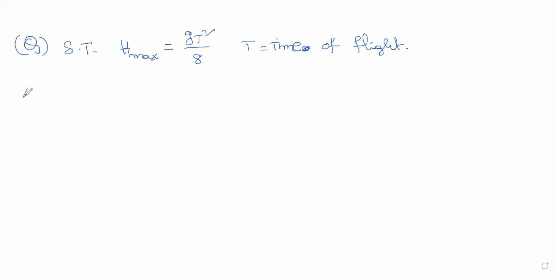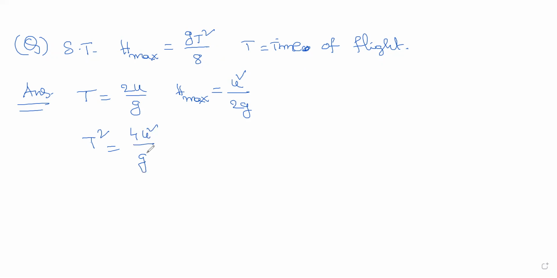So it's very simple. Time of flight is 2u by g. H max is u square by 2g. Okay. And now let us write what is t square. T square is 4u square by g square. Right. Now H max is u square by 2g.